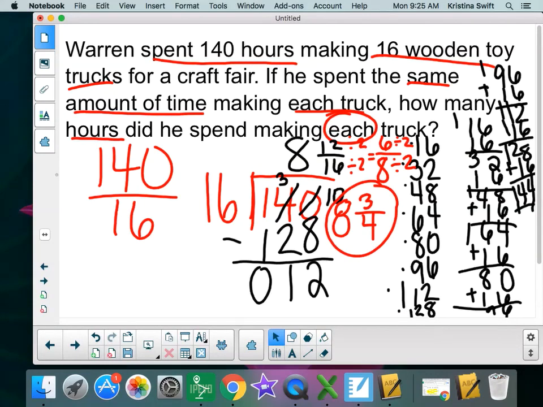So how long did he spend on each wooden toy? He spent 8 hours and 3/4 of another hour on each of those 16 wooden toys.